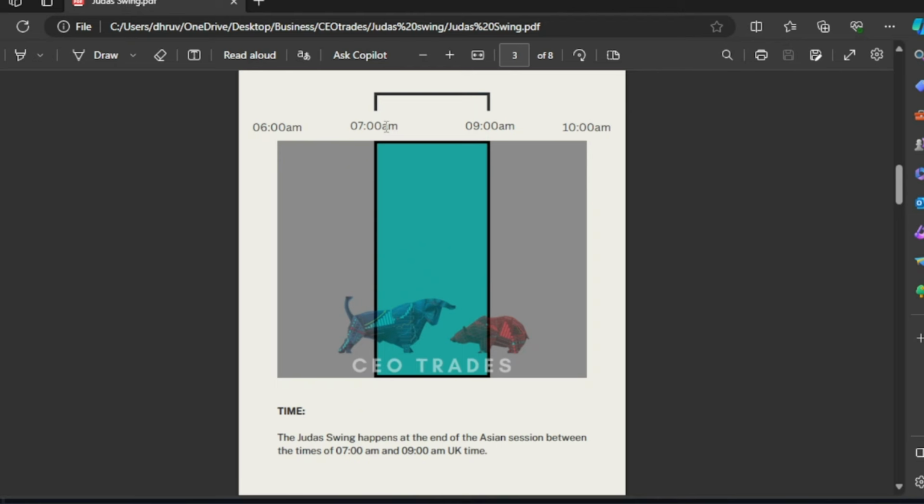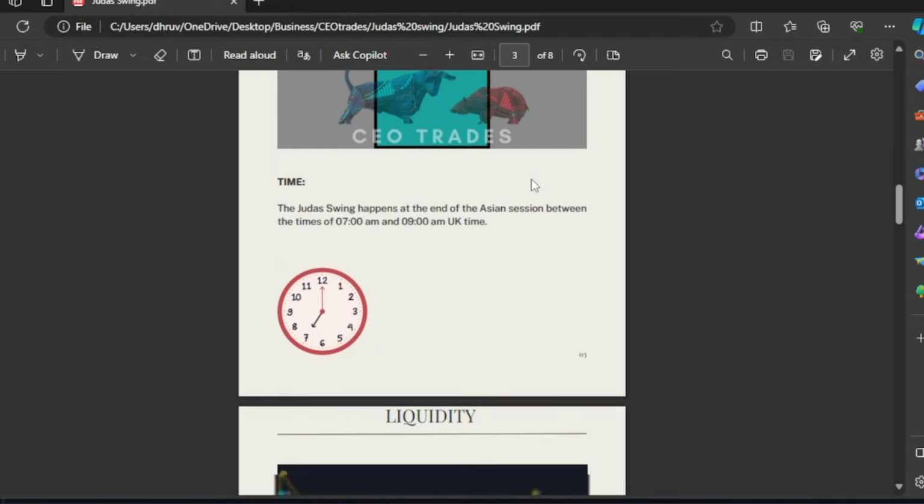Now, the JUDAS swing is simply a sweep of either the Asia high or the low, not the market structure shift, which gives us the entry. We just want to see a sweep of either the high or the low between this time. If it doesn't happen between this time, we're not interested in that trade for the day. But if the swing happens between this time and we don't get an entry until 10, that's perfectly fine.